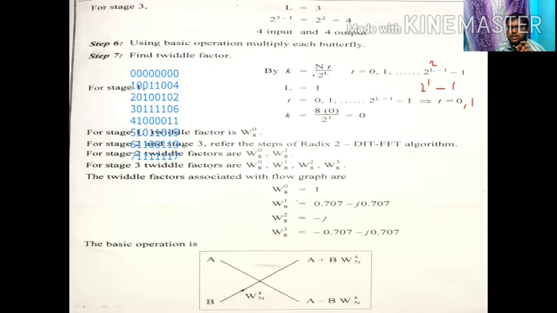Now substitute this condition here. First you substitute t equal to 0 in this formula, so it becomes 0. Next we substitute t equal to 1 here. So it becomes 8 times 1 divided by 2 power 2, where L equal to 2, that is 8 divided by 4, which is equal to 2. So how many twiddle factors are required in stage 2? Two twiddle factors are required. One is W8 power 0 and another one is W8 power 2.